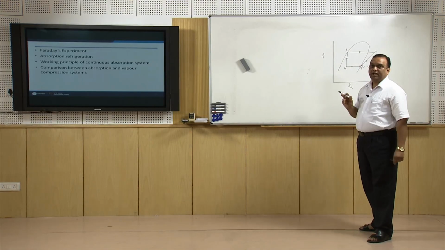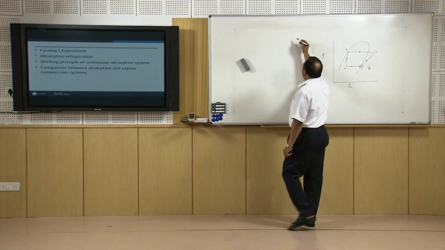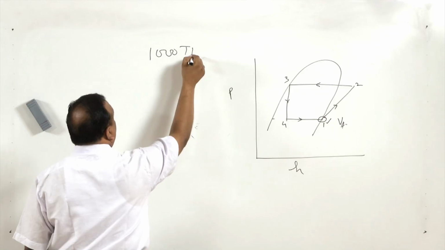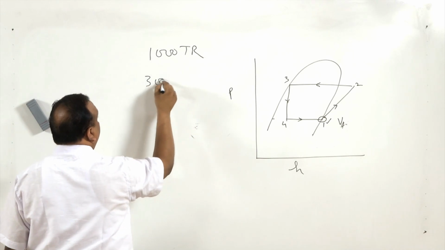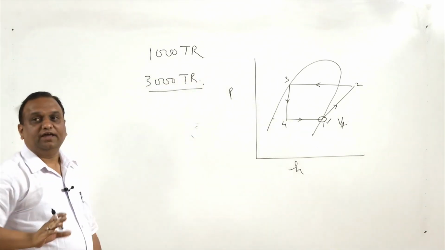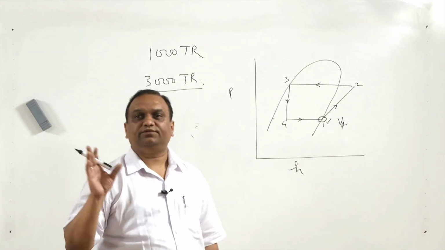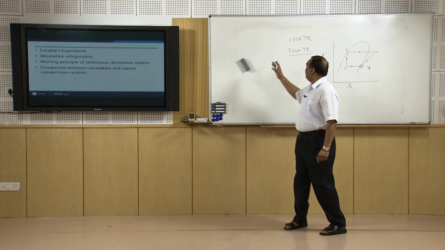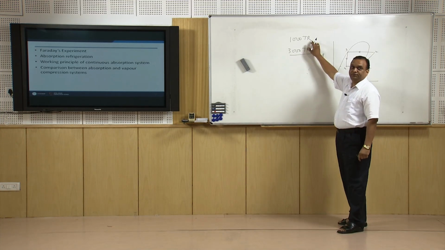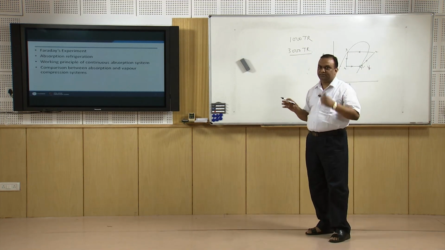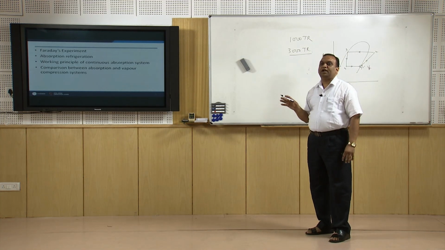For a very high capacity plant, suppose I want to have a plant of 1000 tons of refrigeration capacity or 3000 tons of refrigeration capacity, you can imagine the size of a compressor. You must have seen the compressor for 1 ton, 2 ton or 5 ton or 10 ton plants. Now, if I want to have plants of this order, the size of the compressor is going to be very large. And there will be some allied problems also.